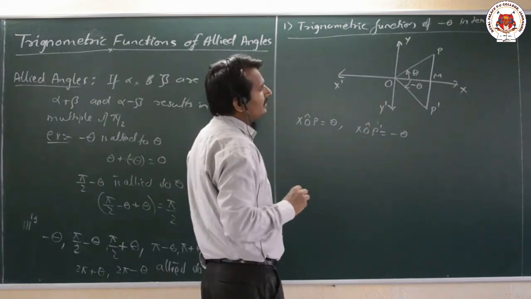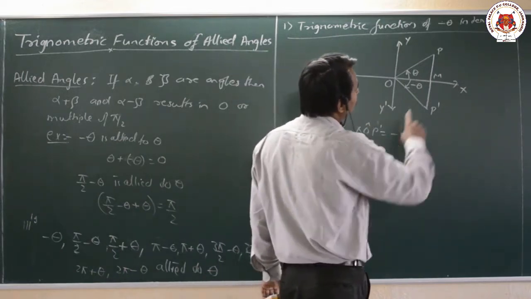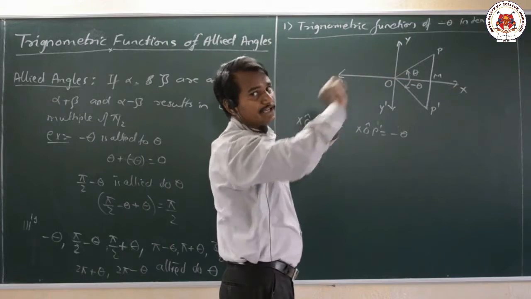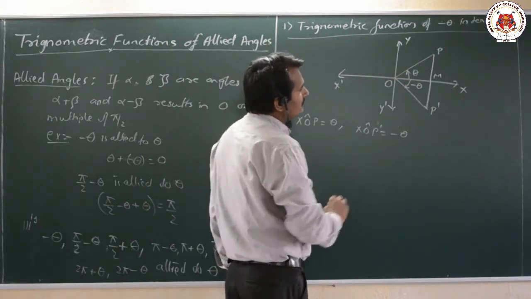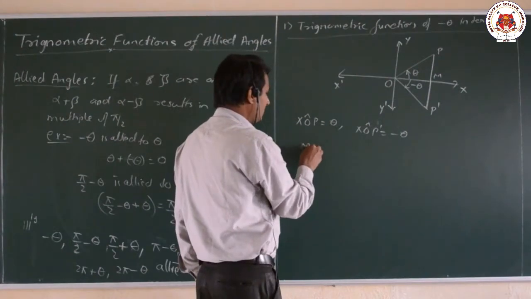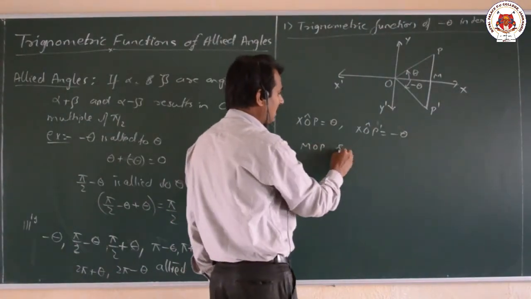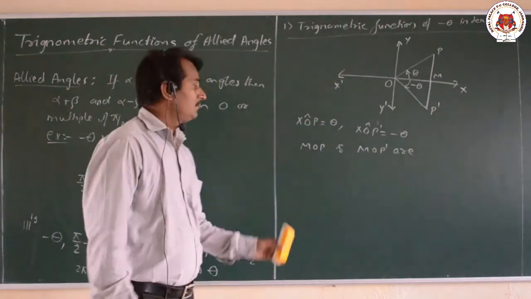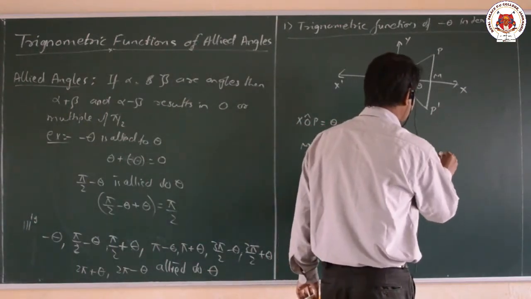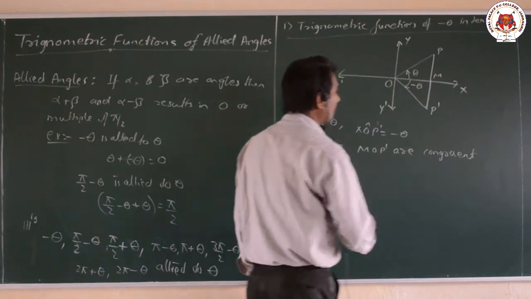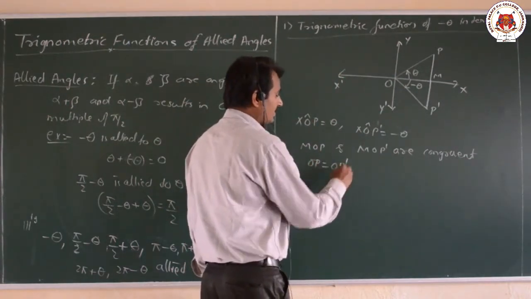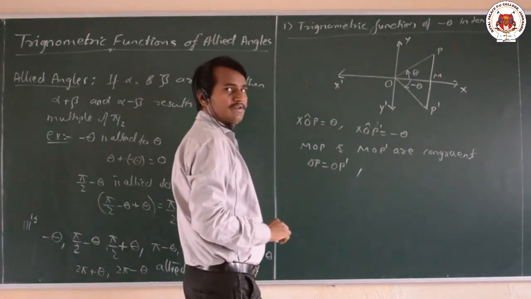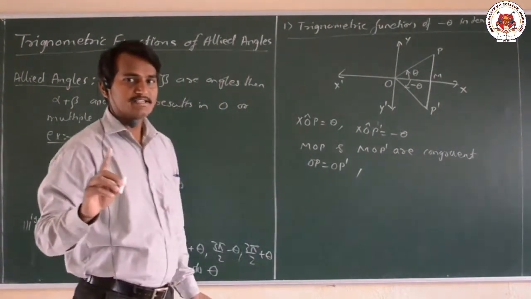Now let us observe the things. What we require are the trigonometric functions of minus theta in terms of theta. Before that, we can observe that angle MOP and angle MOP dash are congruent to each other. So therefore I can write OP is equal to OP dash, since the value is radius, which is 1 unit here. Dear students, radius is equal to 1 unit.